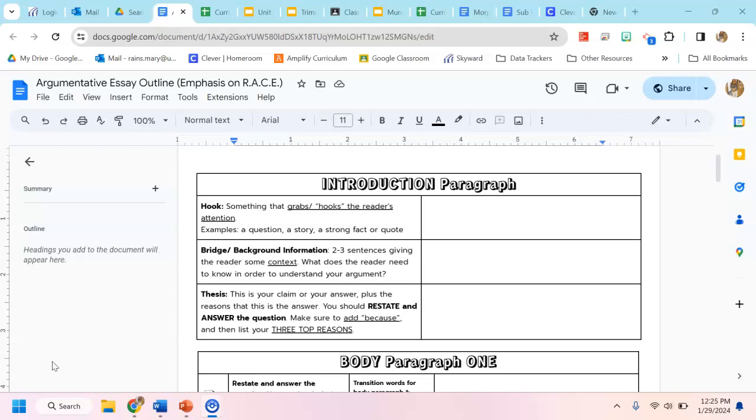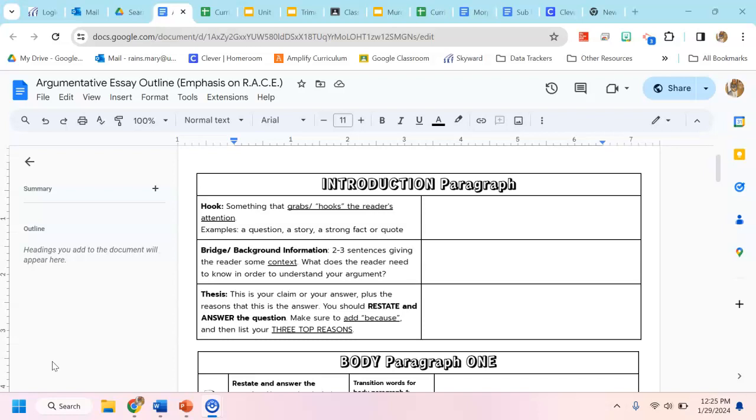What does the reader need to know in order to understand your argument? So whatever topic you're talking about, what do they need to know about that topic before they even start reading anything else? So, some background information on that.